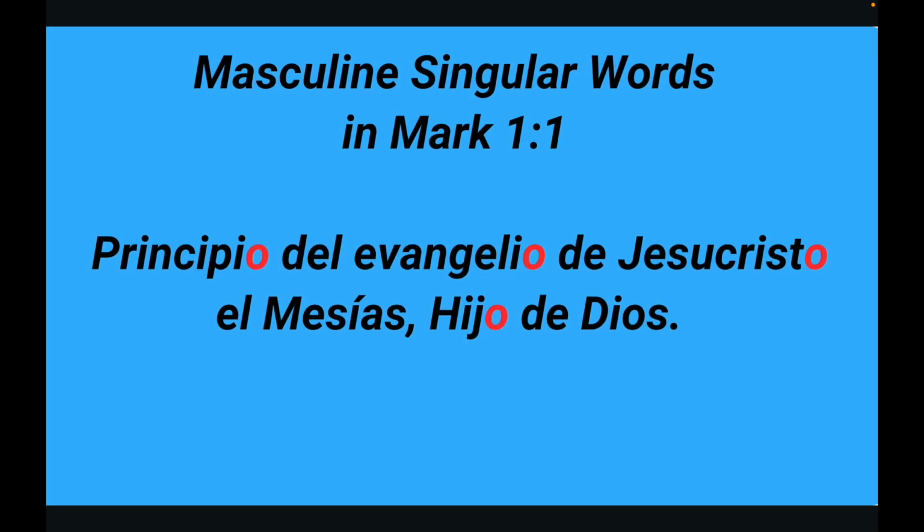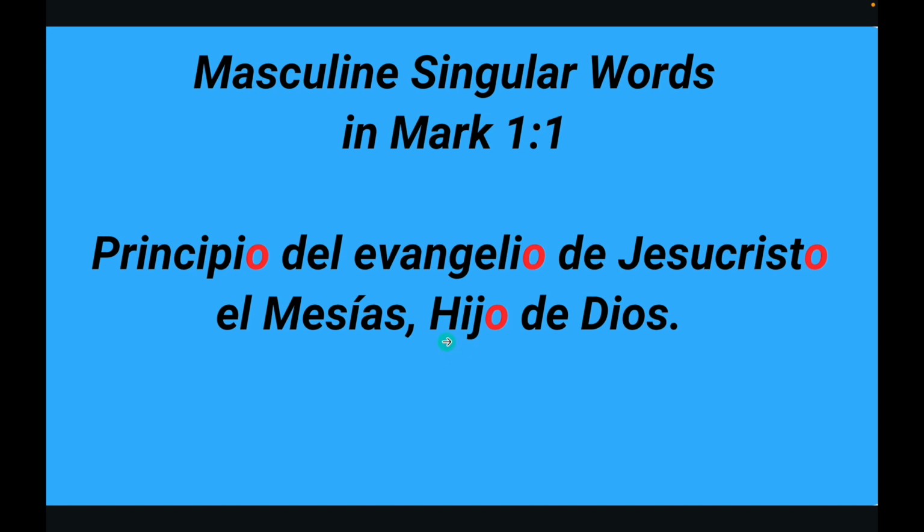Okay, now you'll notice in this verse, "principio del Evangelio de Jesucristo, el Mesías, Hijo de Dios," that a number of words end with the letter O in this verse. So we have principio, Evangelio, Jesucristo. Notice that what we call the letter J in English is called Jota in Spanish. It makes a rough H sound, or a rough breathing. Jesucristo.